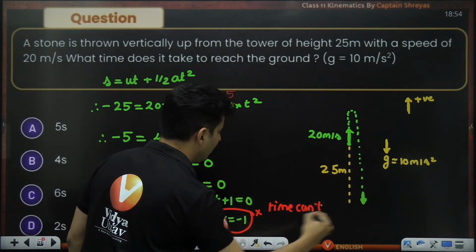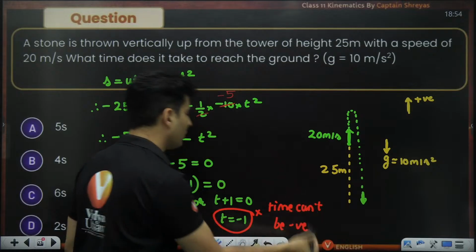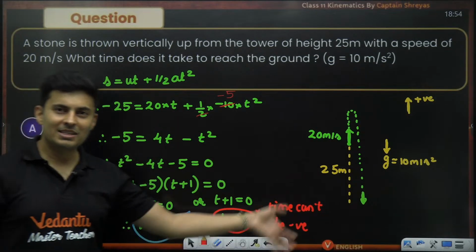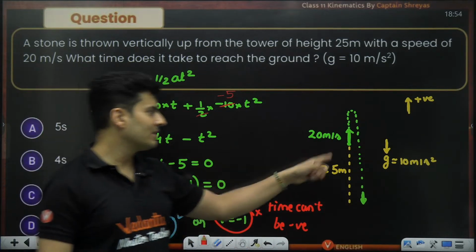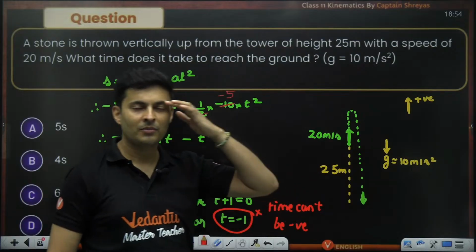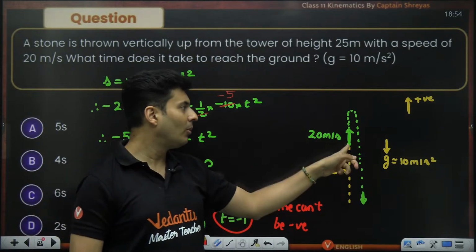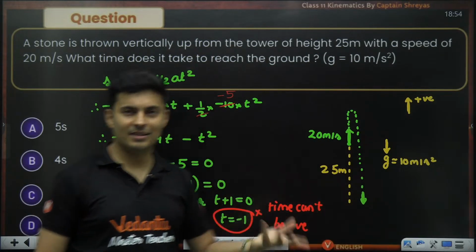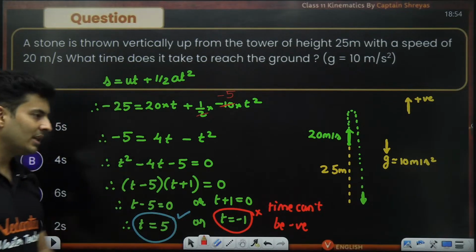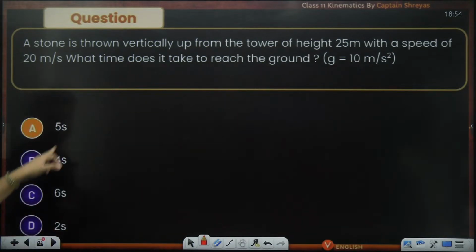Time value can't be negative. That means you have gone in the past. So that means everything is happening in the past. That means it reaches here in the past. Oh my God. How can you throw a ball and it reaches here in the past? Doesn't make sense. So this is the only valid option. So 5 seconds is option number A.